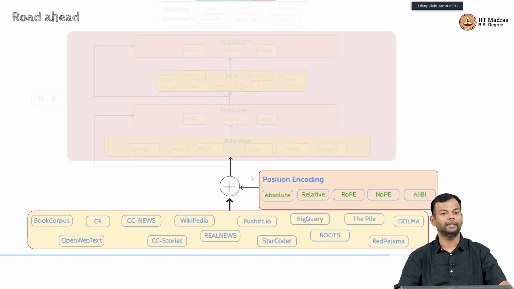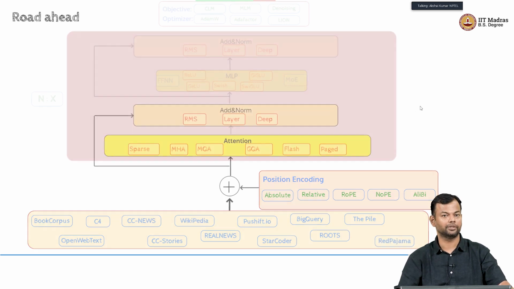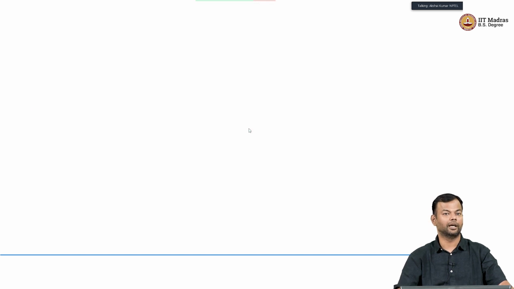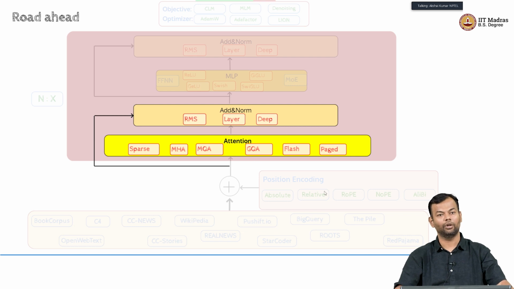Then the second axis of difference that we are going to look at is all the different positional embeddings that models have been using over the past 1-2 years. Then the third axis is about the different attention mechanisms that are popular, right? The fourth is about the different normalization techniques. So this is all, right? All of these differences is what we are going to look at, right?